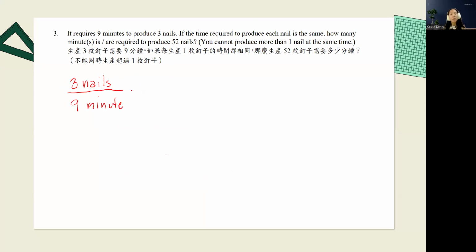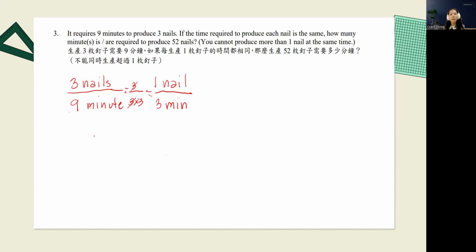So 3 divided by 9, that's one nail per 3 minutes, because we know 9 is just 3 times 3. We can actually write it like this: 3 times 3, we can cancel one 3. So what's left? 3 divided by 3 is 1. That's why we have 1 in the numerator, and in the denominator, that's a 3. So that's one nail per 3 minutes.